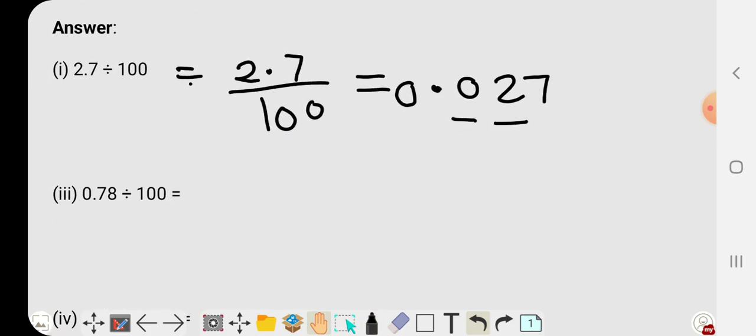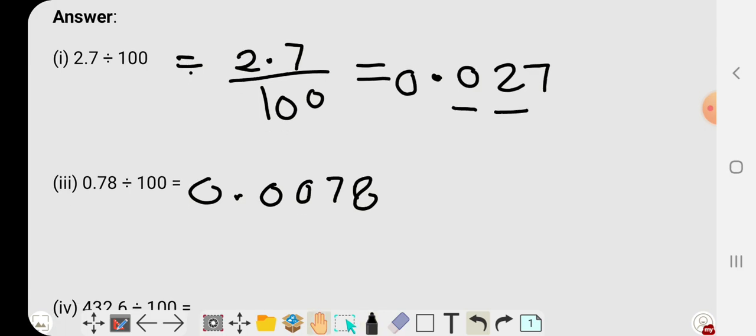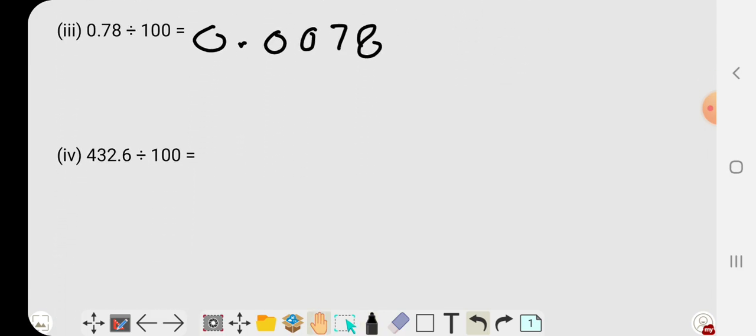Similarly here also, 78 was there and the decimal was here. So it will shift 2 places towards the left. So the answer will be 0.0078. In this case the answer will be 4.326. You can directly write the answers.